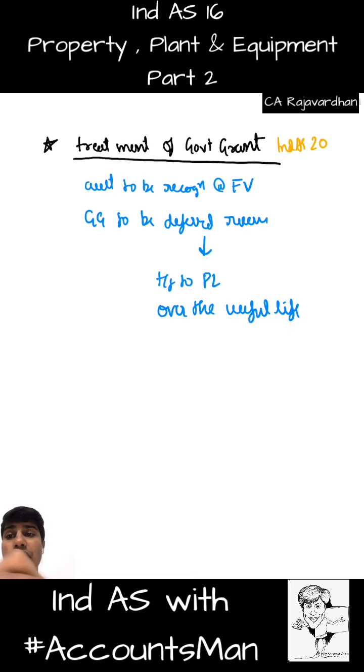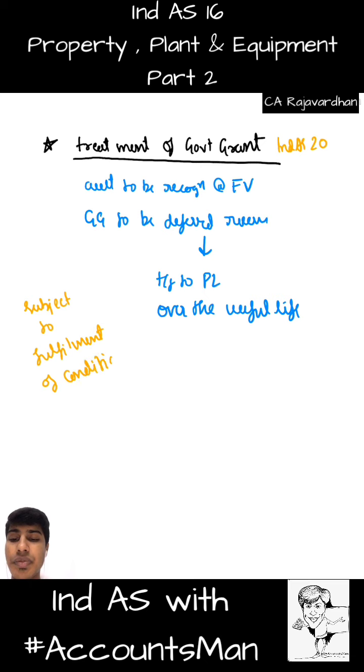When do we transfer this? Subject to fulfillment of conditions. We usually will be given a lot of conditions. Government will not give the grant straight away. They'll tell you that they'll give the grant if you can increase your production capacity to this much, if you can employ that many people, if you can export so much. So it is only based on those conditions.